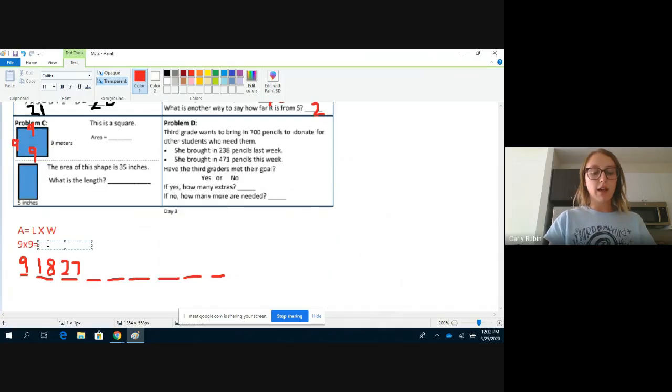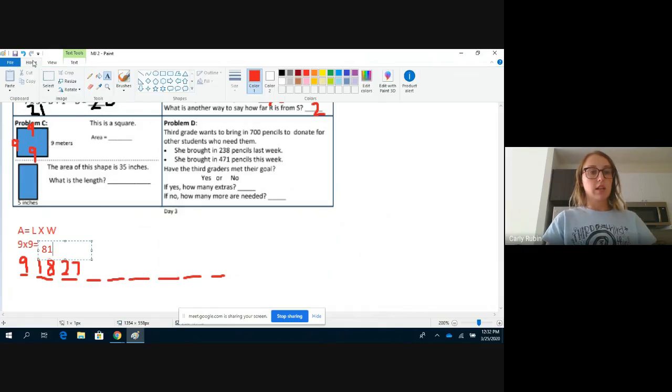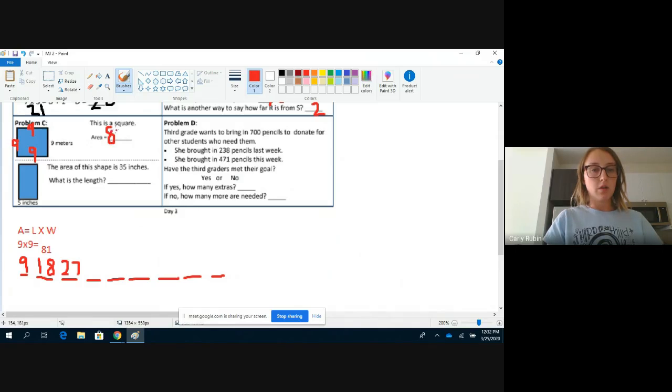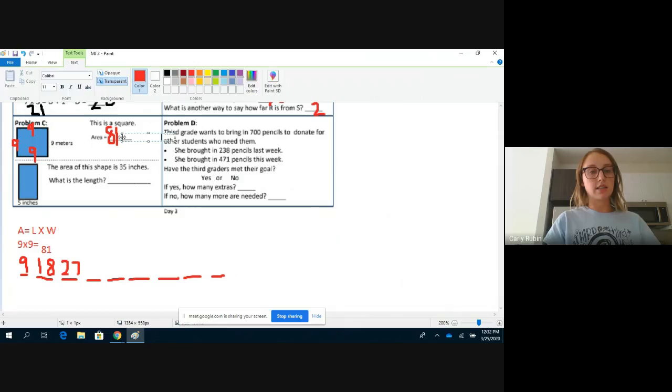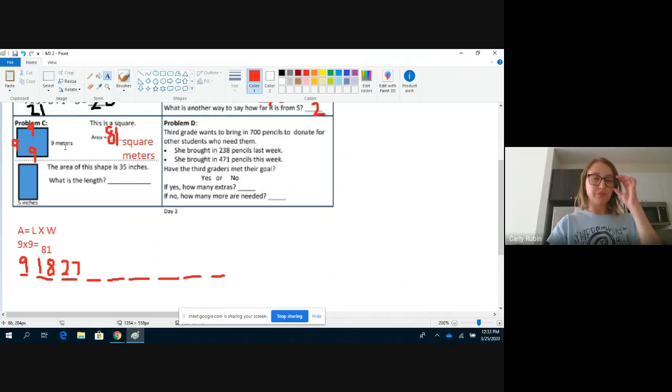But I know my math facts, so I know 9 times 9 equals 81. So the area of that square would be 81. And then we could write that as square meters. Gotta remember to label it.